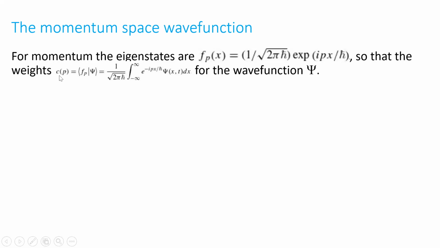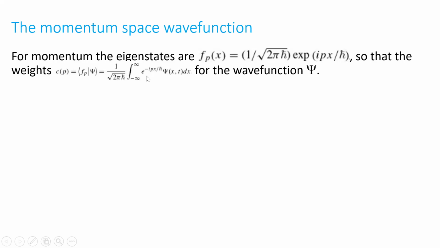And so the weights, according to the formula which we just saw, since momentum has a continuous spectrum of eigenvalues, it can take on any real number. The weights would be C_p, which would be the inner product of f_p with psi. So if we expand that out, we get the integral of 1 over the square root of 2 pi h bar, e to the i p x over h bar, complex conjugate because it's on the left side, times psi.